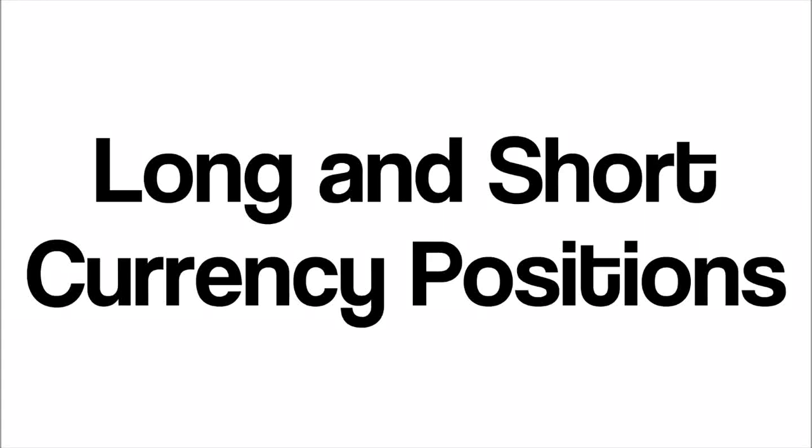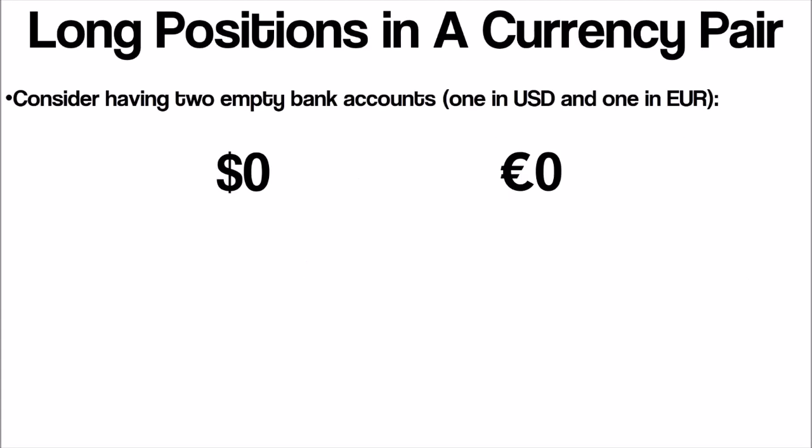Okay, so in this video, I'm going to run through long and short positions in currencies. So let's start with the following situation. Say you have two bank accounts in different currencies. And for this example, we're just going to say we have one in US dollars and one in euros. And they both start off empty. And say, for example, the current rate for euro dollar is 1.3.